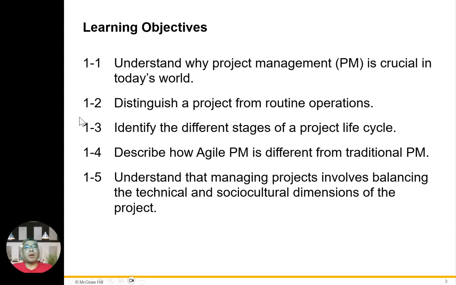We have a number of learning objectives from 1 to 5, which is: understand why the project manager is crucial in today's world; distinguish project from routine operations; identify different stages of the project life cycle; describe how agile project management is different than traditional project management; and number 5, understand that managing a project involves balancing the technical, social, and cultural dimensions of projects.